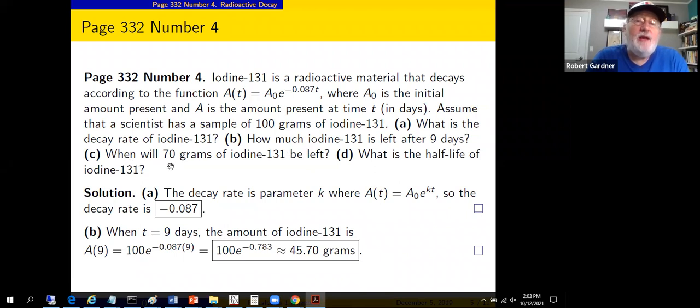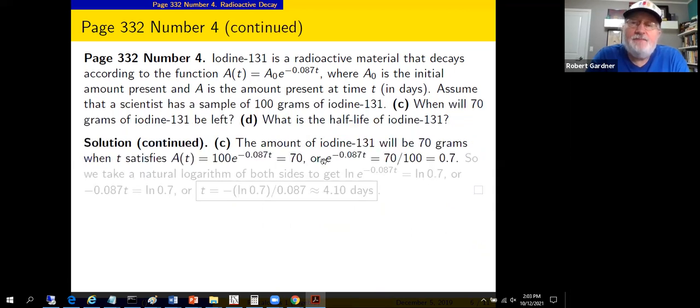Part C asks, when will 70 grams of iodine-131 be left? That's a when question, so that's a t question. We'll set the amount equal to 70 grams in the function and solve for the variable t. When the amount is 70 grams, we have 70 equals 100 e to the negative 0.087 t. Solve this equation, same thing we did in the bacteria model computationally. Divide by the coefficient of 100. That produces 70 over 100, 0.7, on the right-hand side.